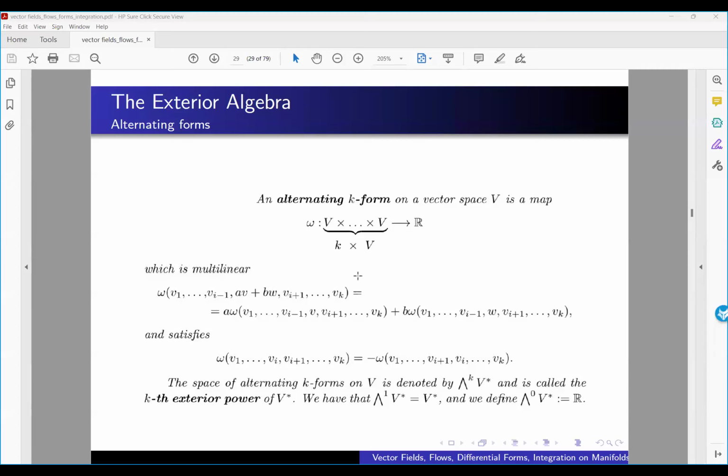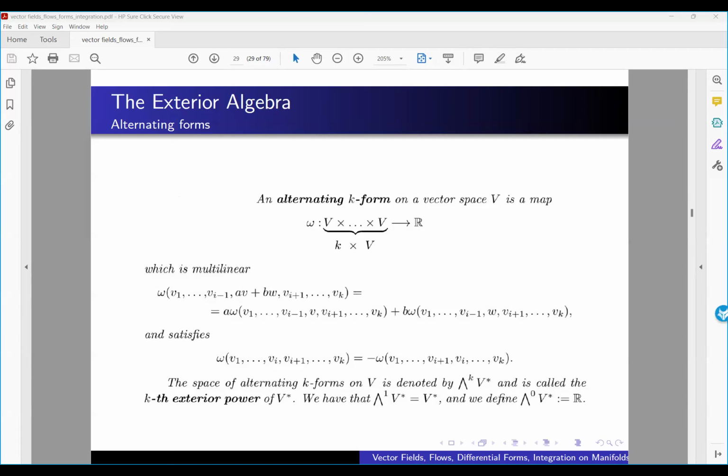Well, suppose that V is a vector space, and then you take a map defined on a Cartesian product of V, k copies of your vector space, with real values, which is multilinear. So on every component, the map is linear. I wrote here what this means, and that satisfies this last property, namely, if you interchange two consecutive arguments, two consecutive vectors there, then you get a minus in front. So there is a minus coming out.